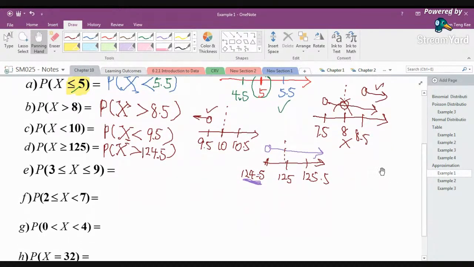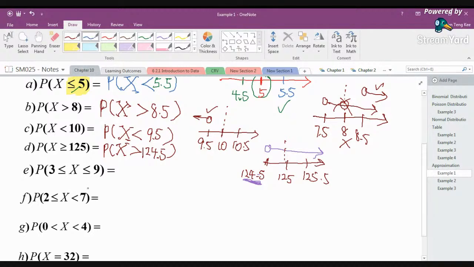Okay, from A to D, it should be considered quite simple because it involves considering only one value in the inequalities. Now, starting from E, F, and also G, I need to consider two values there. So please be alert and take notes on how we determine the answer.